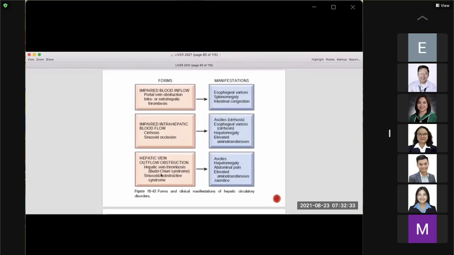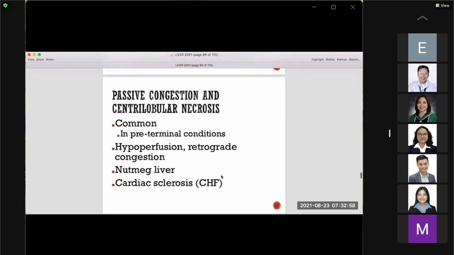Hepatic vein flow obstruction, so pag merong hepatic vein thrombosis, okay, in Budd-Chiari syndrome, for example, or sinusoidal obstructive syndrome, same, we can observe ascites, hepatomegaly with abdominal pain, and elevation of aminotransferases with jaundice. Okay, so we have a common condition known as passive congestion and centrilobular necrosis. So we commonly see this in pre-terminal condition before the patient dies.